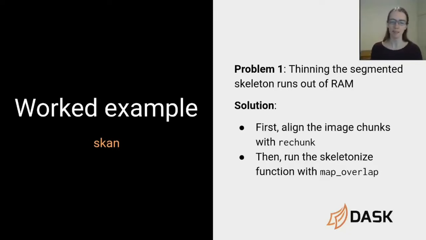And the second thing I did to solve this was to run the skeletonize function using Dask's map_overlap. Now, so long as I've picked a reasonable chunk size, I shouldn't be running out of RAM anymore. It took a little bit of experimenting to find a good chunk size. That's something that's going to depend on the kinds of computational resources that you have available.